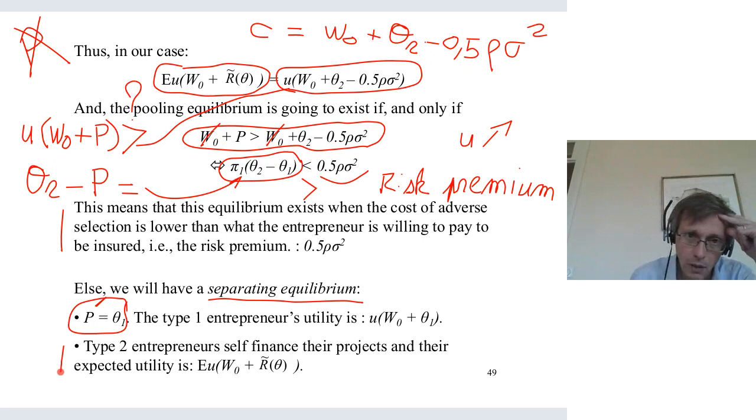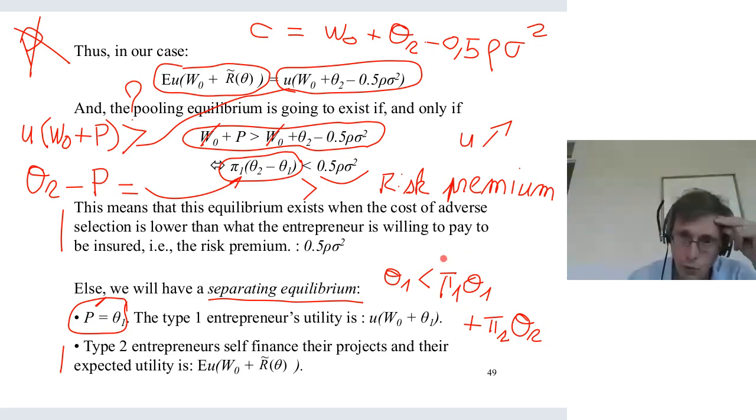What about type 2 entrepreneurs? Well, they self-finance their project, because if they refuse a price, theta 1 of course is strictly lower than pi 1 theta 1 plus pi 2 theta 2. So where they refuse this price, of course they are also going to refuse that price.